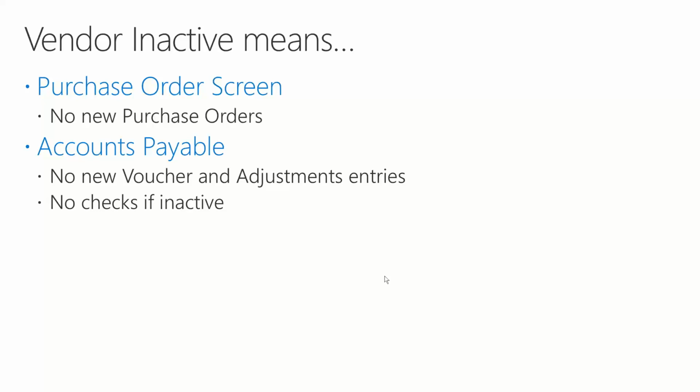Now, what's the idea with inactive? So Jeff is working with a vendor, something happens, and we want to stop all work with that vendor. So what this does is in the purchase order screen, you cannot make any new purchase orders for that vendor. You can't do any new voucher adjustment entries, and you can't cut checks for that vendor. So that's pretty serious, but it is a very good use in the sense that, hey, stop everything that we're doing with this vendor right now.